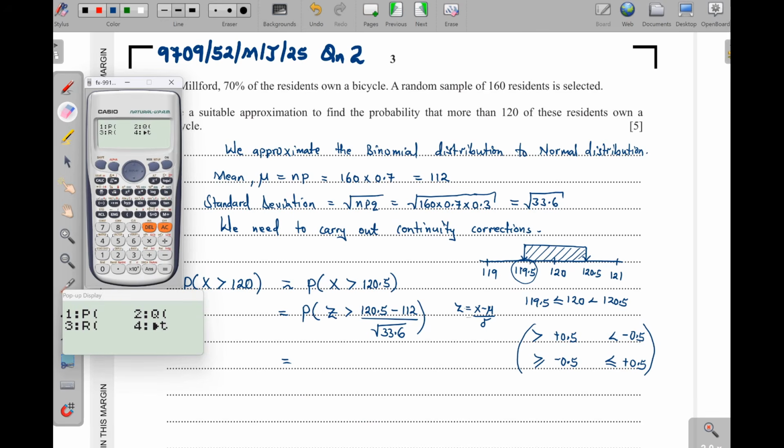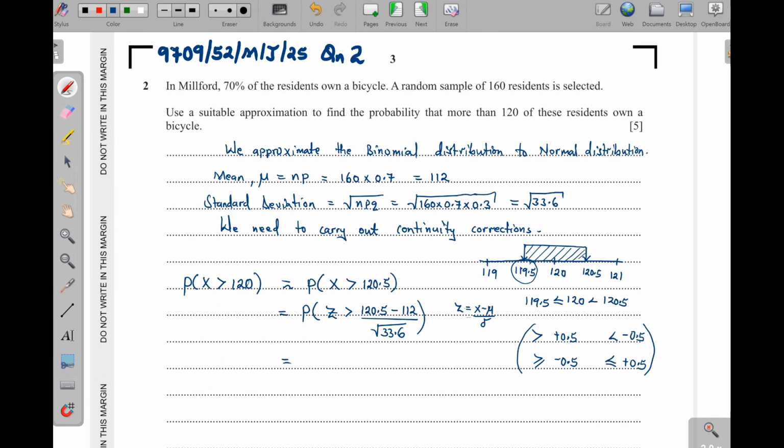So when I come back here, the greater than is R, so I will press 3. Then I put this expression here. We have 120.5 minus 112. Then this one we shall divide by the square root of 33.6. Then we close the brackets. 0.071271. And of course, to 3 significant figures, we shall have 0.0713. Okay?